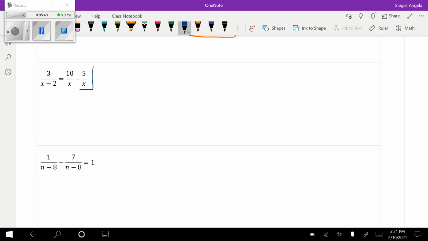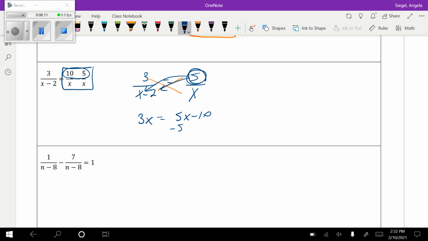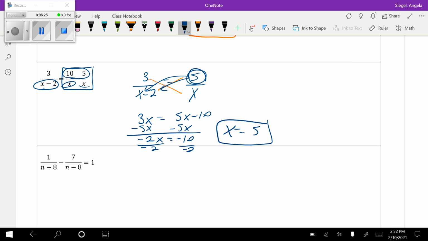Okay, let's take a look at this one. Notice the like terms that I can combine. So 3 over x minus 2 equals 10 minus 5, which is 5 over x. Notice I'm combining like terms, so I'm not changing the signs or anything on the bottom. That stays put. Now I'm going to cross multiply, and I get 3x equals 5x minus 10, just distributing that 5. I'm going to subtract 5x from both sides. I get negative 2x equals negative 10, divided by negative 2. So x equals 5. And notice that if I plug in 5 here or here or here, I'm going to be okay. I'm not going to have a 0 in the denominator.